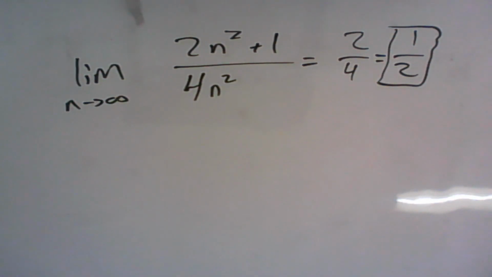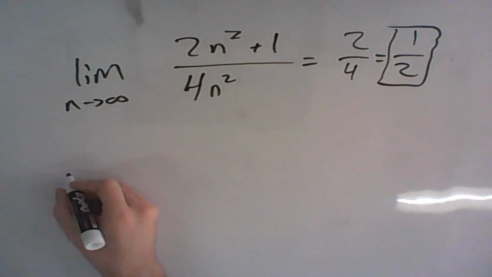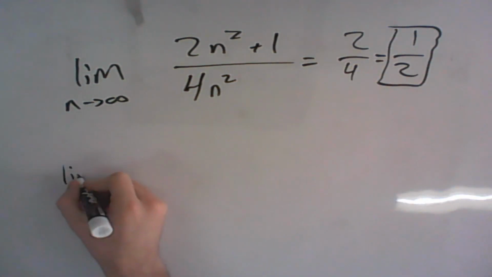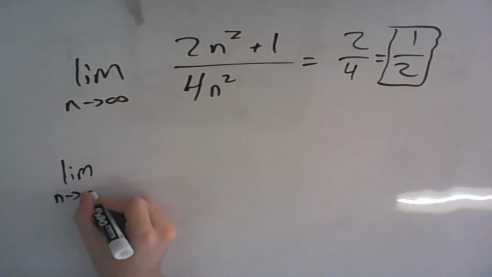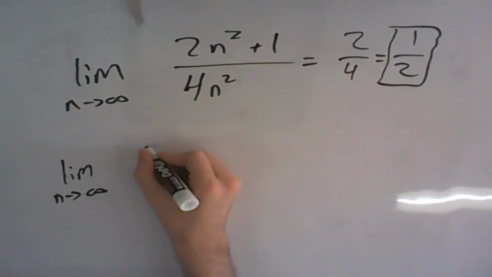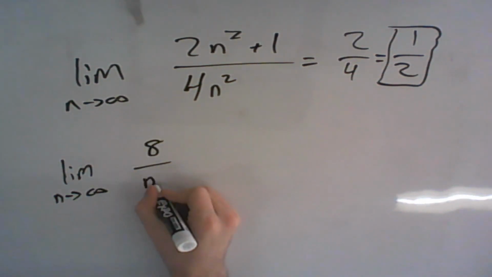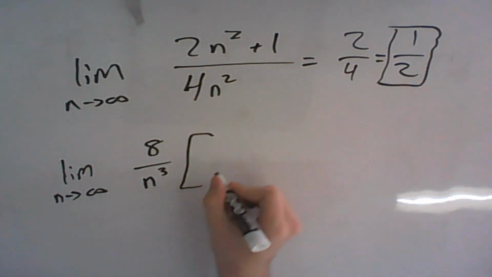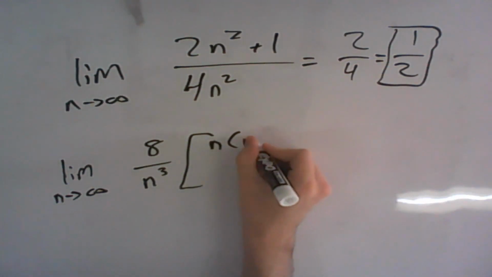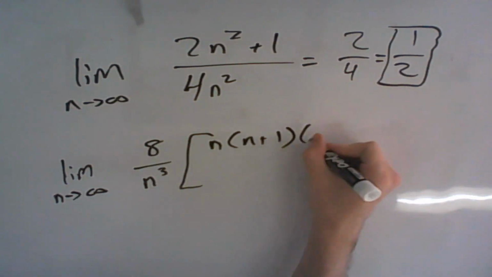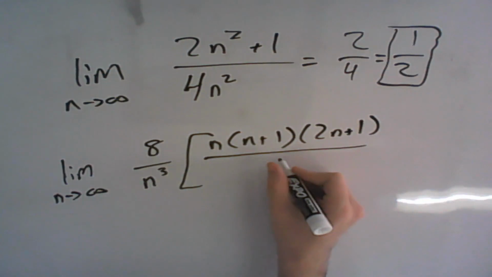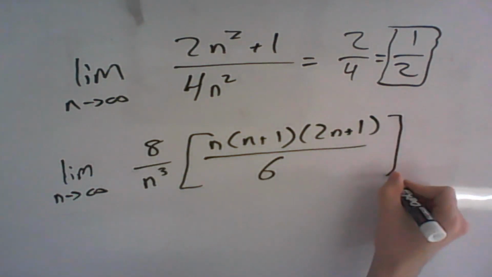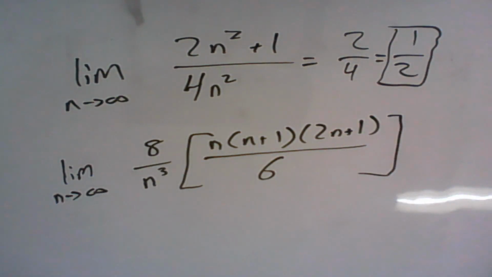Okay, do one last problem. Actually, we could do two. We'll do one last problem, and then you guys can ask me if you have questions. Okay, so the limit as n approaches infinity of 8 divided by n cubed times n plus 1 times 2n plus 1 over 6.